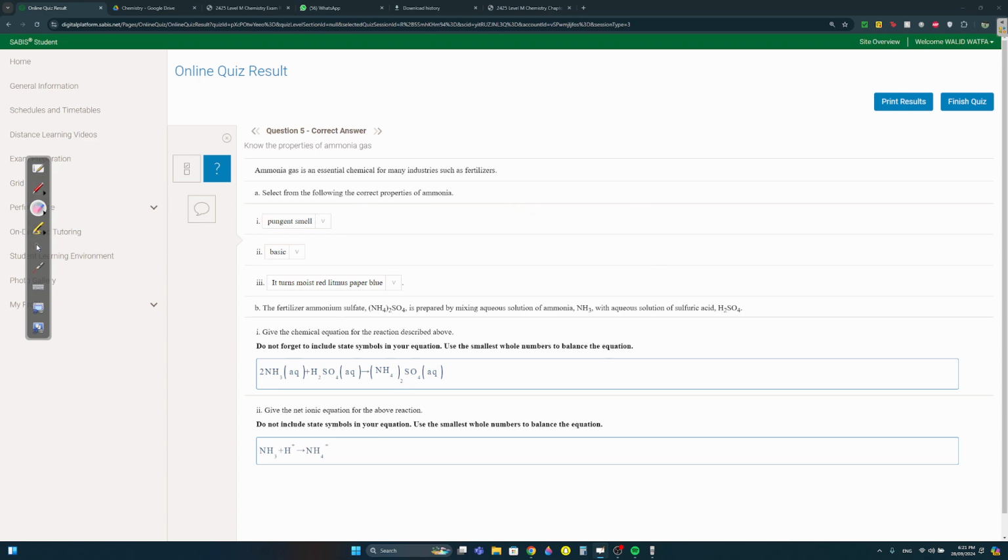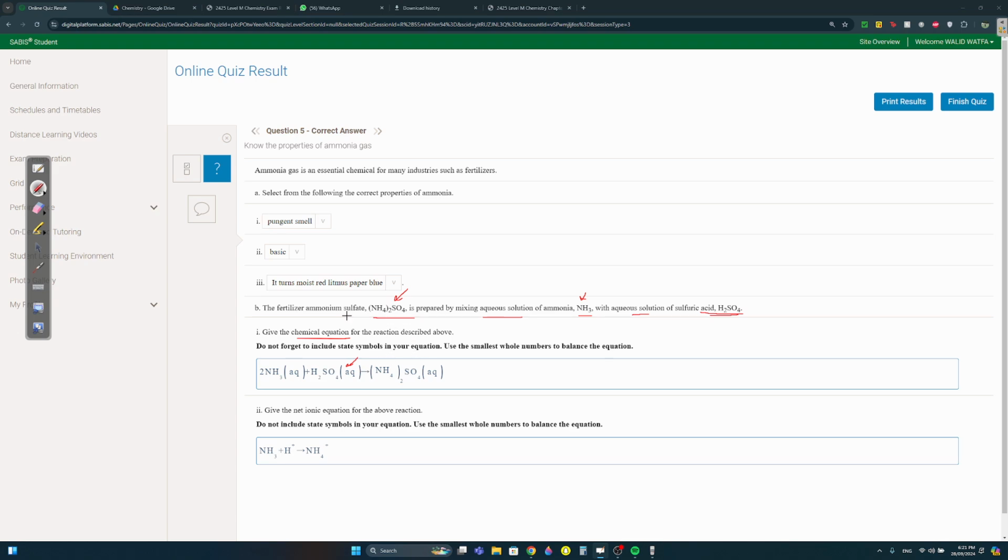Partially is definitely wrong. Okay, then they said the fertilizer ammonium sulfate is prepared by mixing an aqueous solution of NH3 with an aqueous solution of H2SO4. Then they said give the chemical equation. Very straightforward. We're mixing aqueous NH3, so you just write NH3 aqueous plus H2SO4 aqueous. And we get what? They gave you the product.